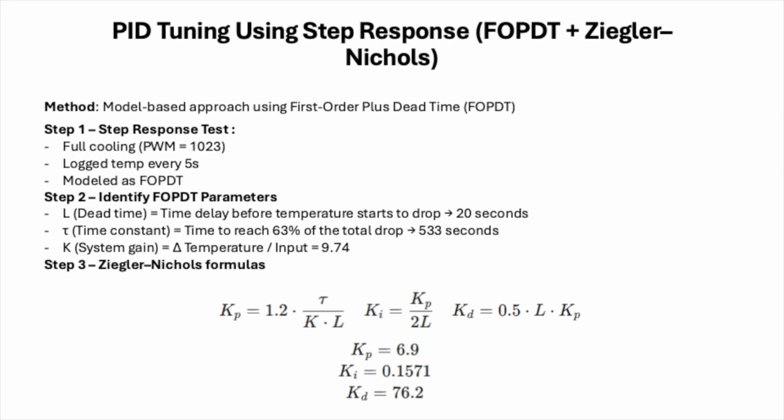Next, we applied the Ziegler-Nichols tuning rules for PID controllers using these parameters. After plugging in the values, we calculated our initial PID parameters. The results were P equals 6.9, I equals 0.15, and D equals 76.2.